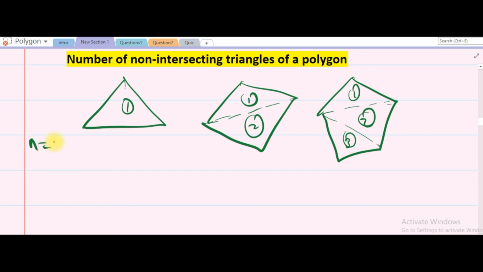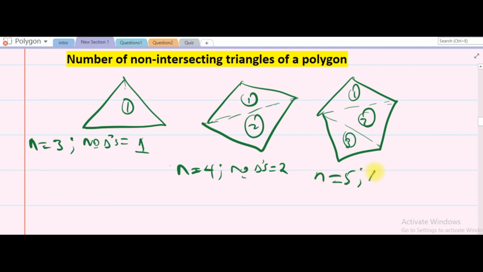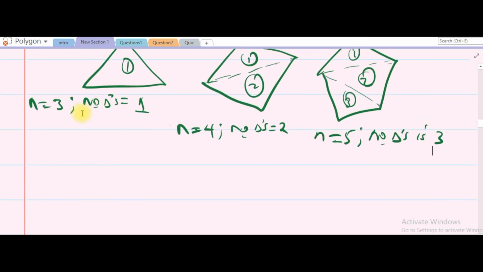So you notice that if n is 3, then the number of triangles is 1. If n is 4, the number of triangles is 2. If n is 5, the number of triangles is 3. So what do you notice? There is a common thing here. They differ by 3, 1, 4, 2, 5, 3, which is 2.